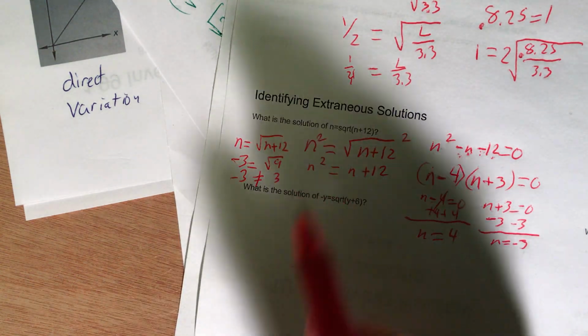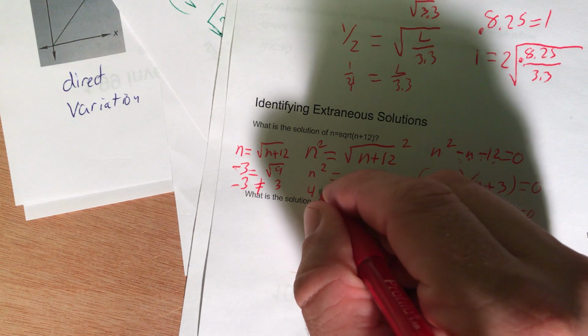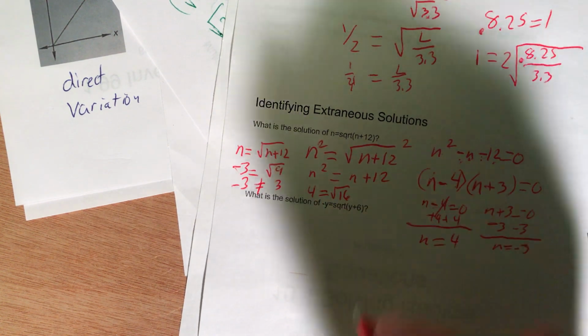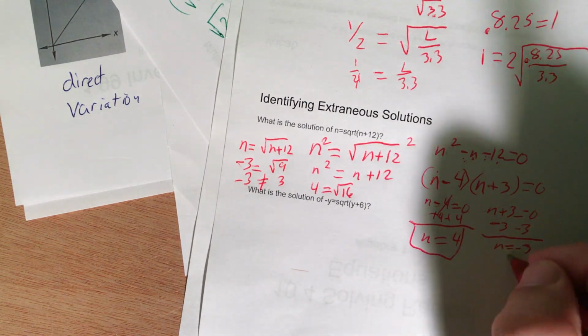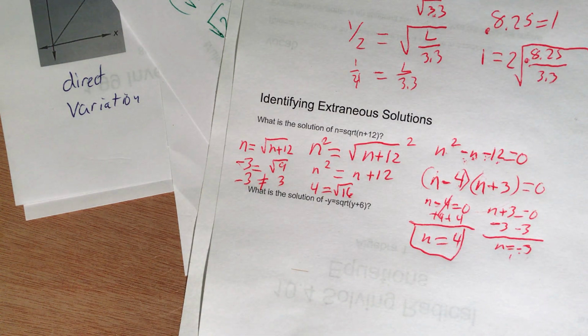You put 4 in there. With 4, you end up with the square root of 16. Yep, that works. So 4 is the answer. This is your extraneous one on this one.